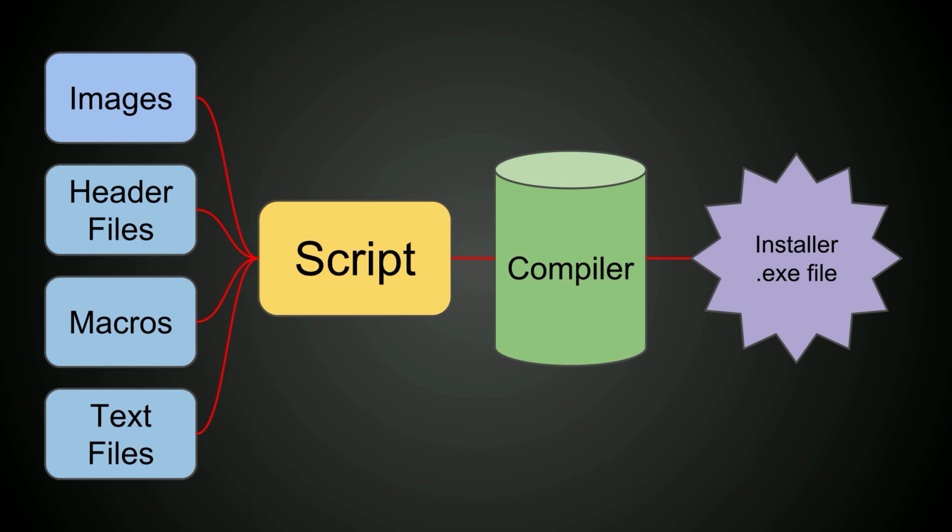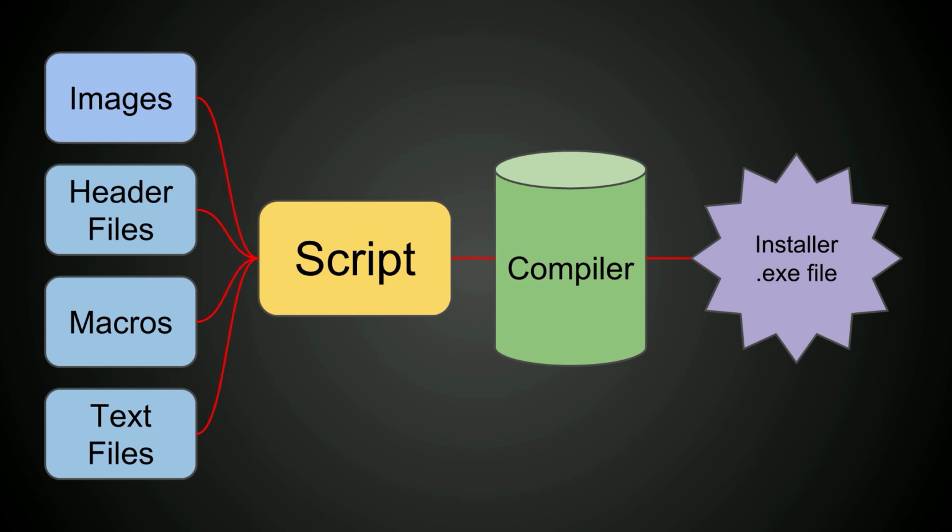Like if you have a license agreement, for example, that your installer is going to use, you would be putting that in a text file that your script would then reference. So once we create this script, we're going to send it through the compiler. That word should sound pretty familiar to you if you've been working in Unreal, because the same concept applies when you are finished with your game and you're ready to build it.